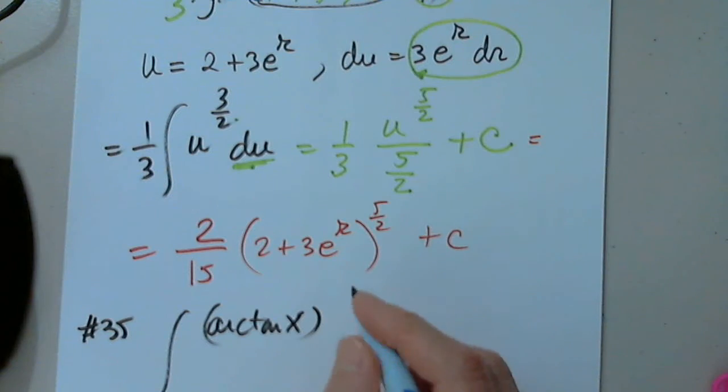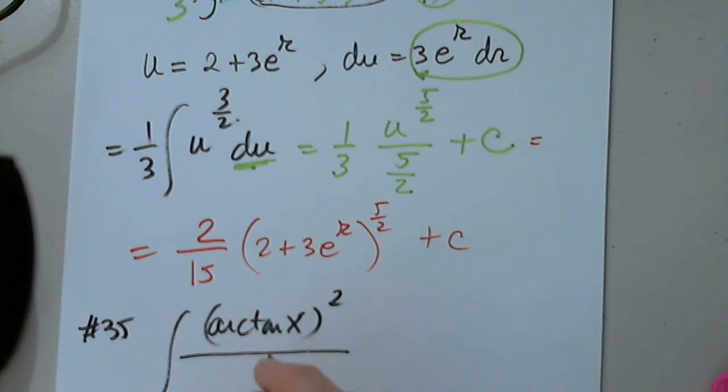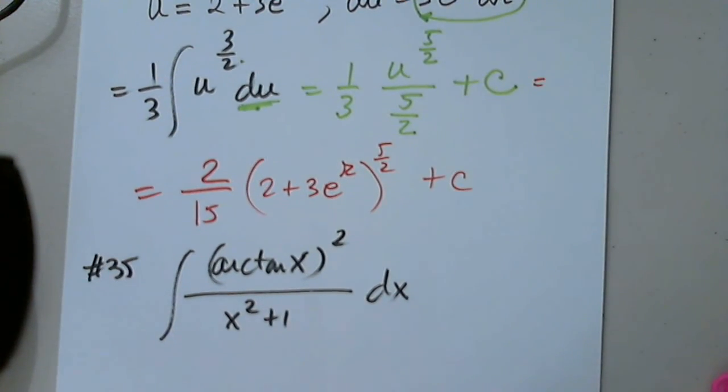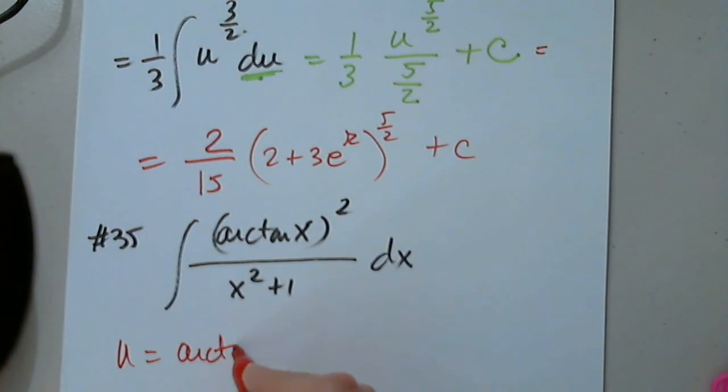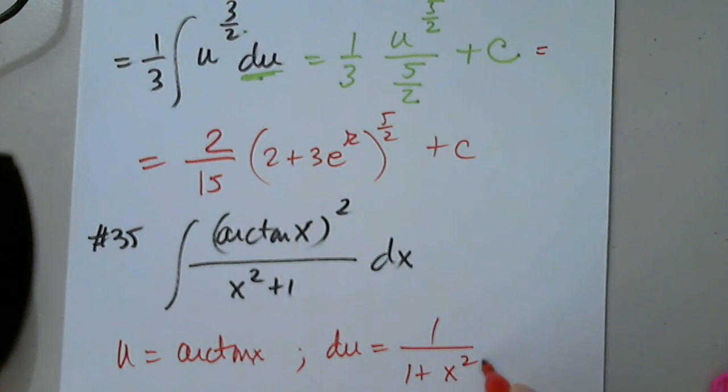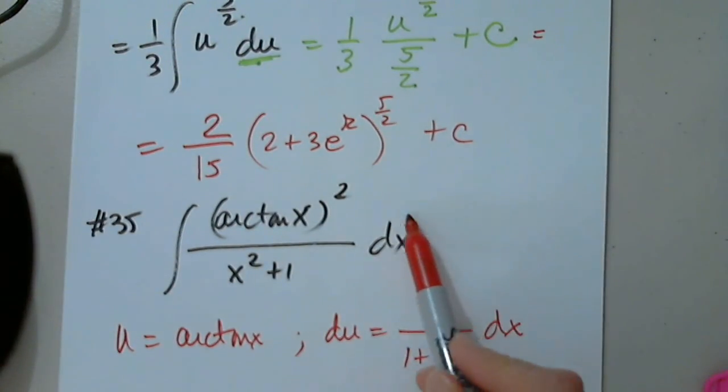Arctangent x squared divided by x squared plus 1 dx. Any thoughts? Let u equal arctan. Absolutely, or arctan, yes. But remember, du equals 1 over 1 plus x squared dx. It couldn't be easier.